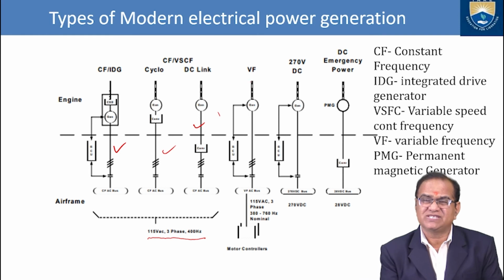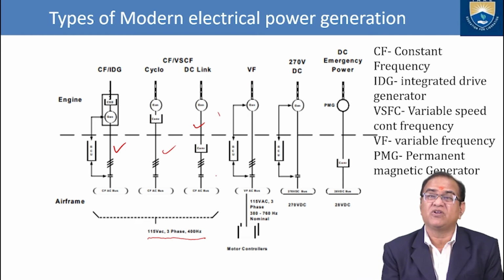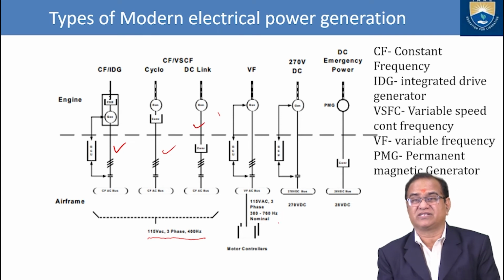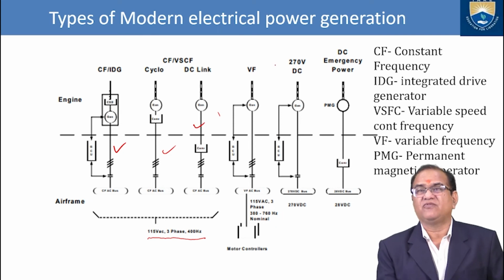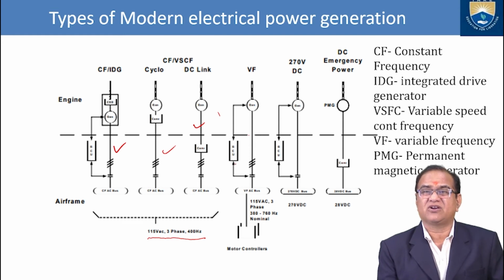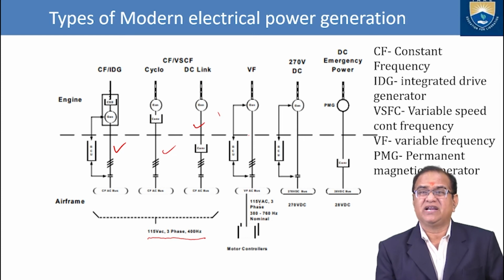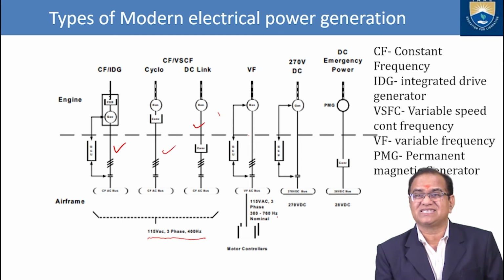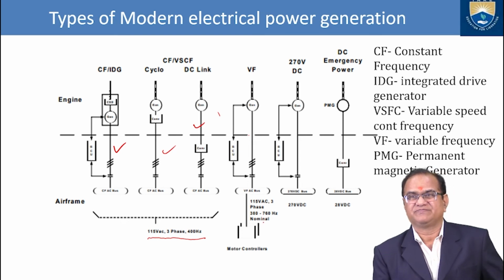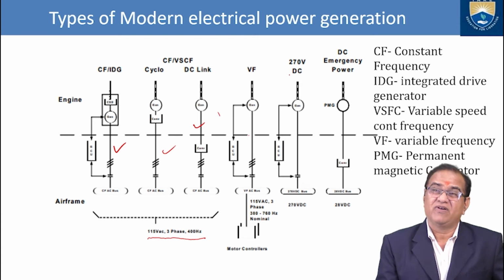Next is variable frequency. Here all are constant frequency. Now if we want to change the frequency, here we are getting 400 hertz, but somewhere we can demand 380 to 760 hertz if we want. At that time we have to use a variable frequency generator. With the help of the engine control unit we can control it, and this is supplying 115 volt 3-phase 380 to 760 hertz frequency.